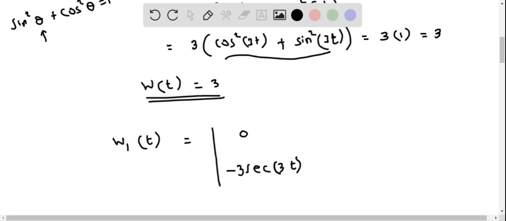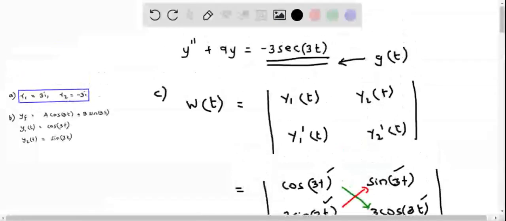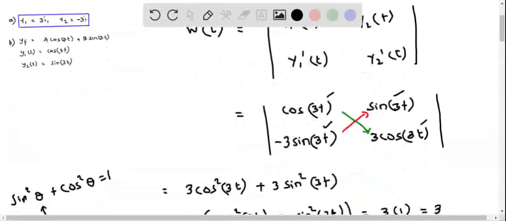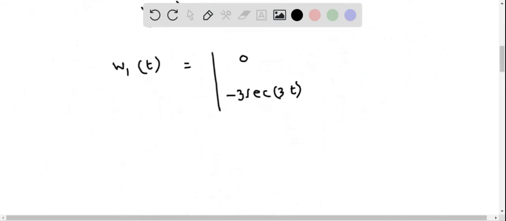And in the second column of this Wronskian, we put the same column as we obtained in the Wronskian, that is sine 3t, 3 cosine 3t. So I write sine 3t and then 3 cosine 3t.